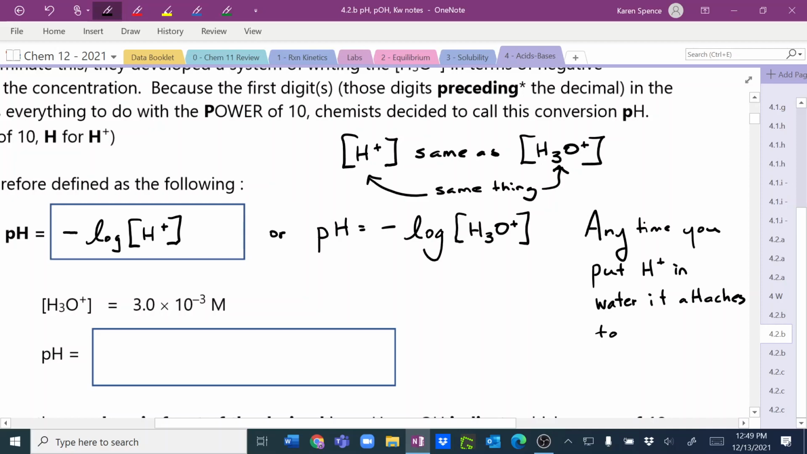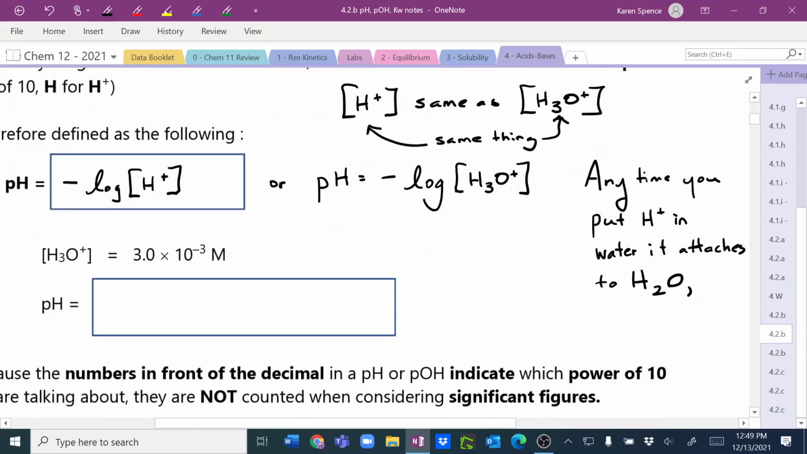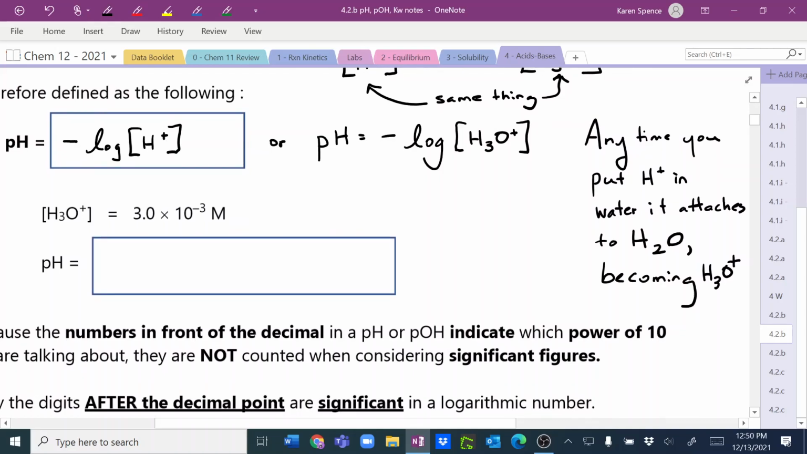It attaches to something. What does it attach to? Yes, the water molecule, becoming H3O plus. Tell your partner what the name of that ion is. Hydronium. So I'm going to just try and swap the two in and out, just so you get used to seeing one being the same as the other. Hydrogen and hydronium can be used interchangeably.